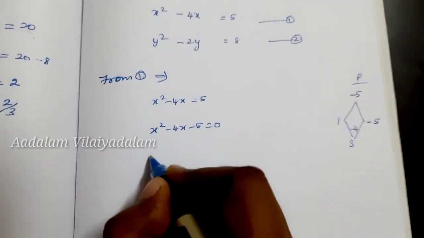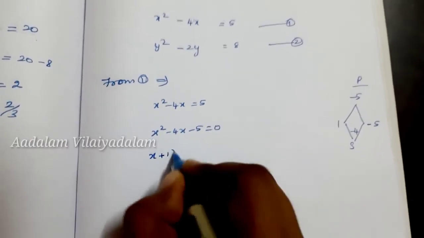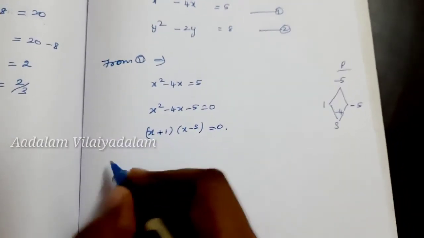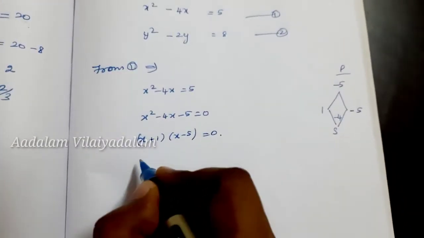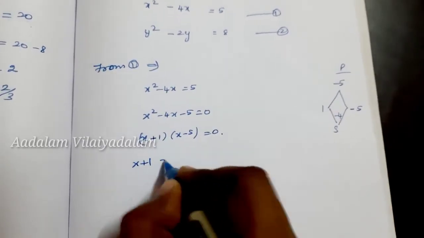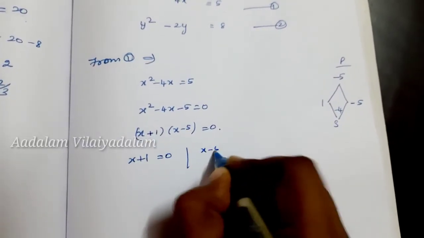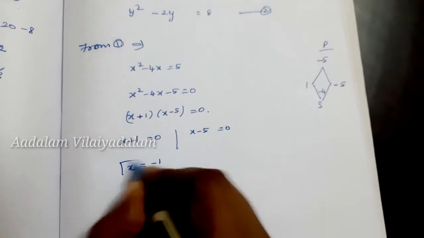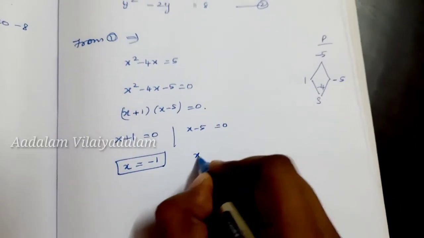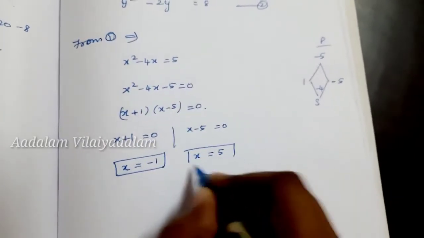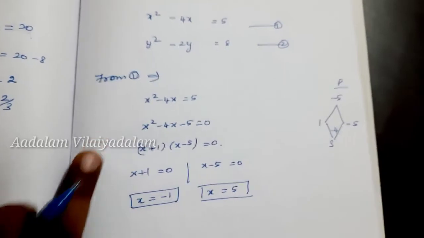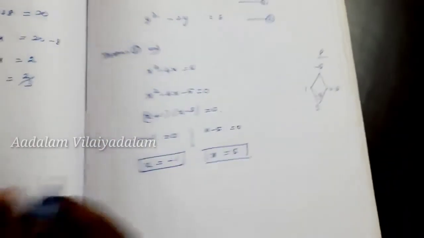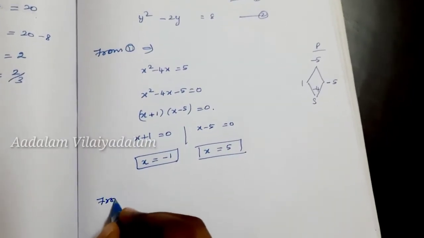Then the factors are, we can write x plus 1 and x minus 5 equal to 0. Therefore we could equate it to 0, x plus 1 equal to 0 and x minus 5 equal to 0. Then we get x equal to minus 1 and x equal to plus 5. Therefore, two values we get for this equation 1. Okay. Now let's go for the second one.